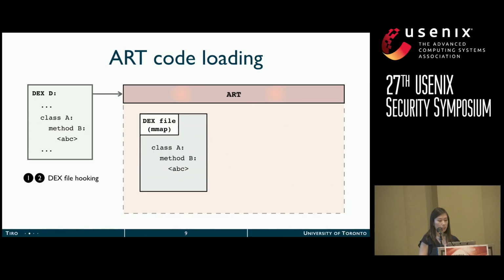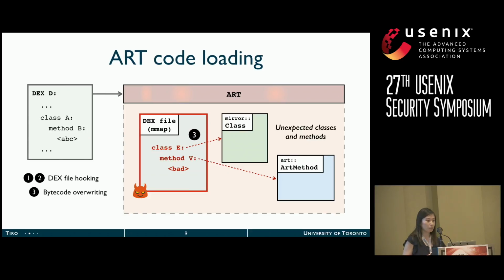Also, if the application knows where this file was loaded into memory, it could overwrite the contents at that location so that the file might now contain malicious code. And we call this bytecode overwriting. If the application can time this hooking or overwriting so that it happens after the file has been loaded into memory, but before ART parses it to create classes and method objects, this can essentially lead to the execution of unexpected classes and methods from this file.